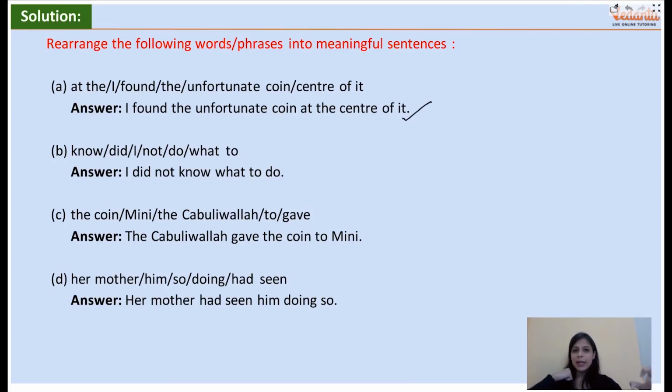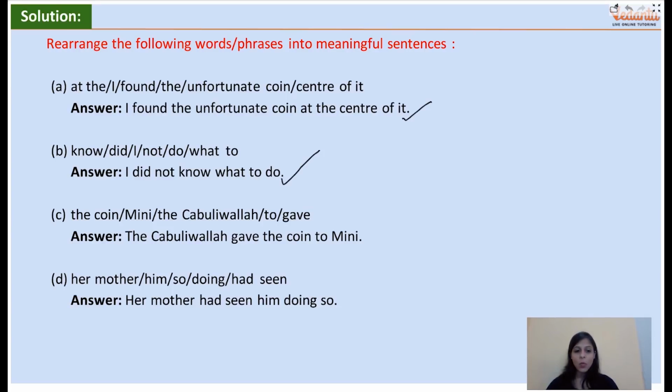Unless and until it's making sense, there's no harm in coming out with different versions. You can use all the words given here, but still frame a very different sentence. So that's perfectly okay, but it should make sense. Second one, I did not know what to do. Third, the Kabuliwala gave the coin to Minnie, and next, her mother had seen him doing so. So I guess it's clear to you.